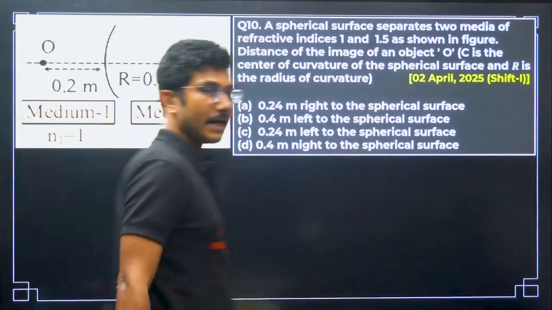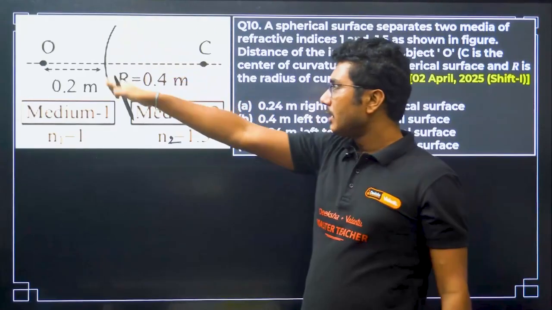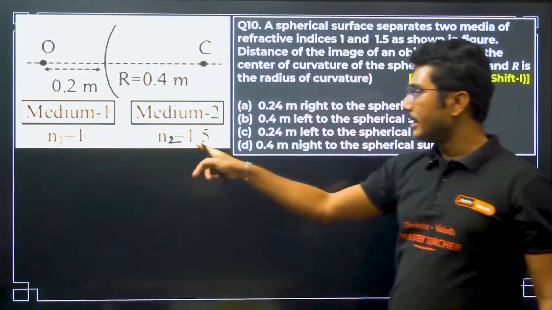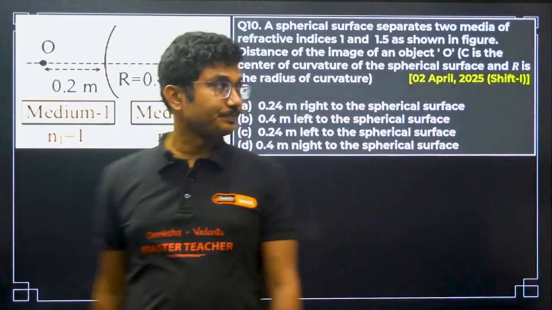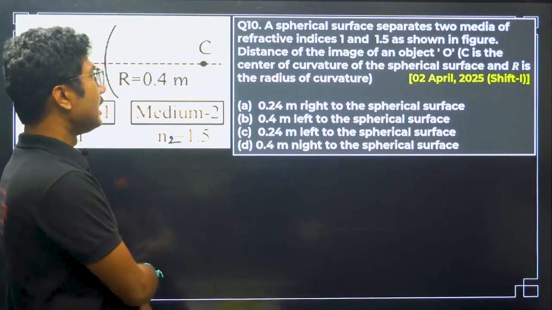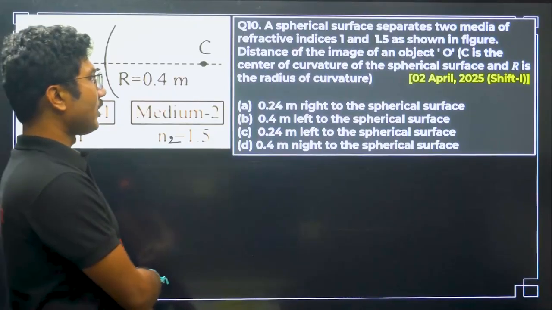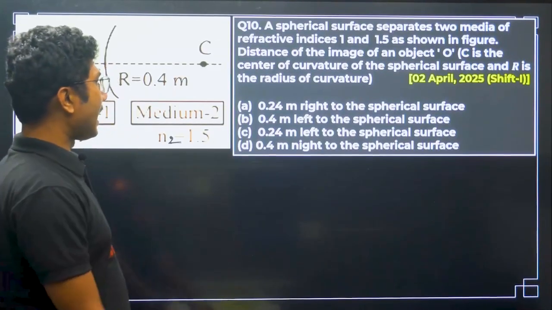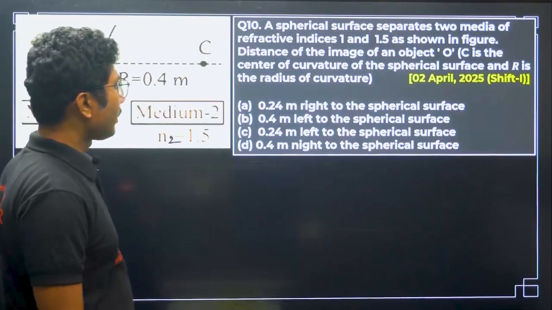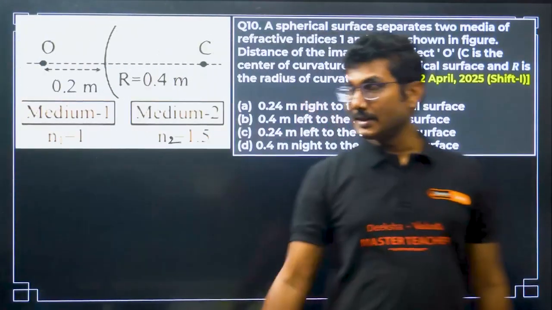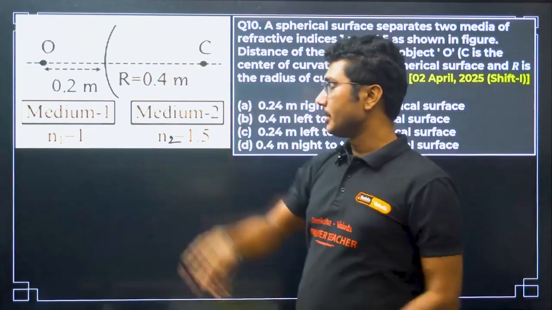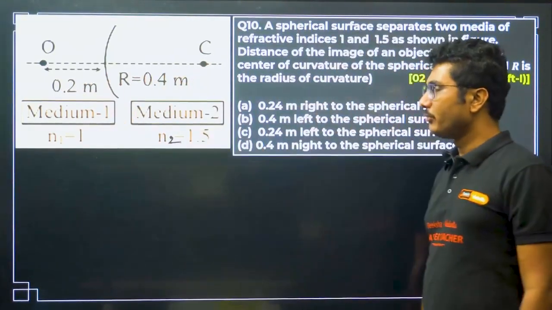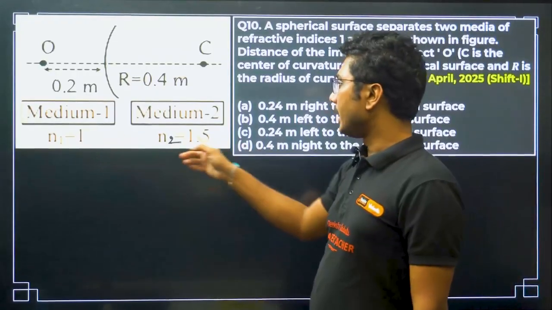Next question: a spherical surface separates two media of refractive indices 1 and 1.5. Here you can see a curved surface which is separating two media, N1 is equal to 1, N2 is equal to 1.5, as shown in the figure. C is the center of curvature and R is the radius of curvature. We have to find the distance of the image of an object O. The object is placed at a distance 0.2 meter, radius of curvature is 0.4 meter, N1 is 1, N2 is 1.5.